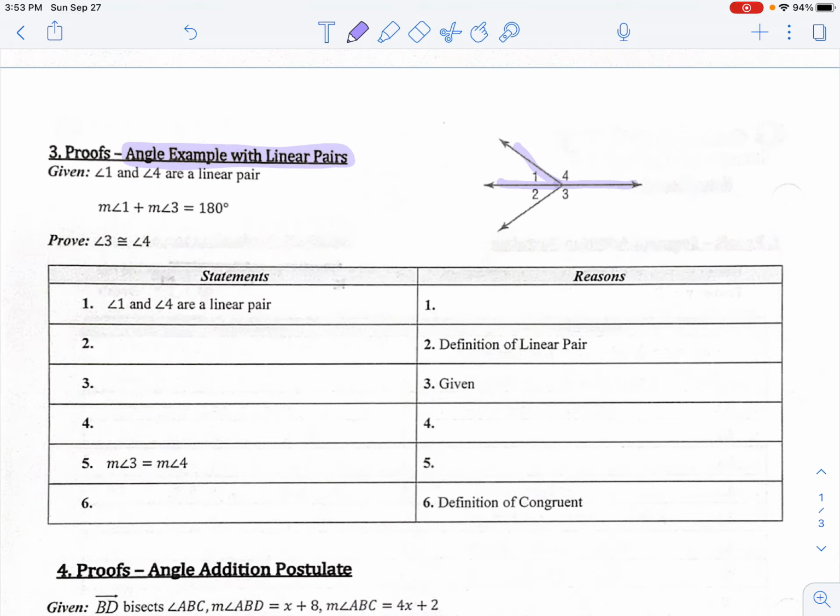It says the first statement is angle 1 and angle 4 are a linear pair. Well, how do we know that? It was one of our givens. Now remember, it says here, definition of linear pair. So we're going to use what the linear pair is and make something. What do we know about linear pairs? We know they're next to each other, they're adjacent, and they equal to what? They equal to 180. So I could say that the measurement of angle 1 plus the measurement of angle 4 equals 180.